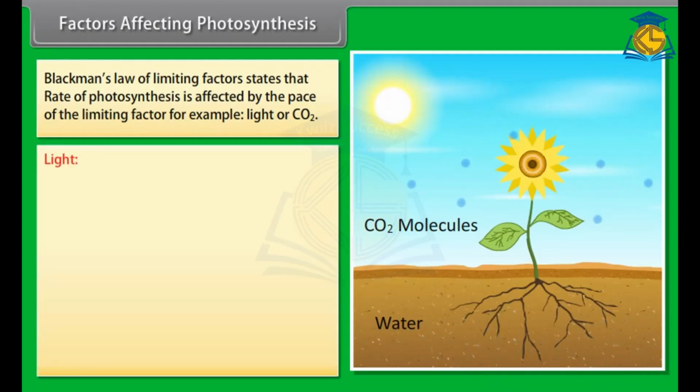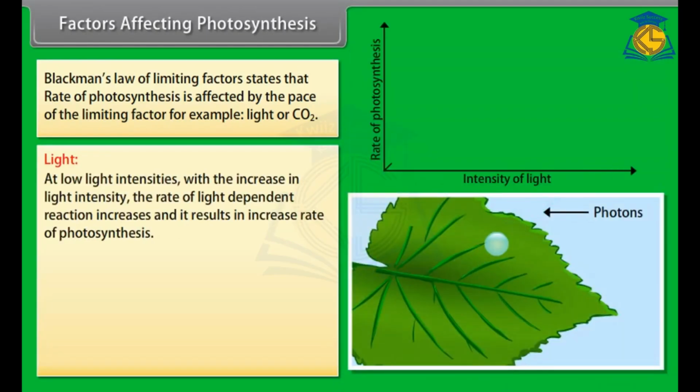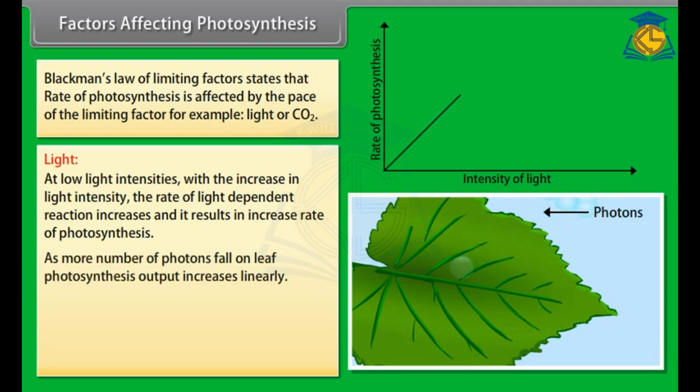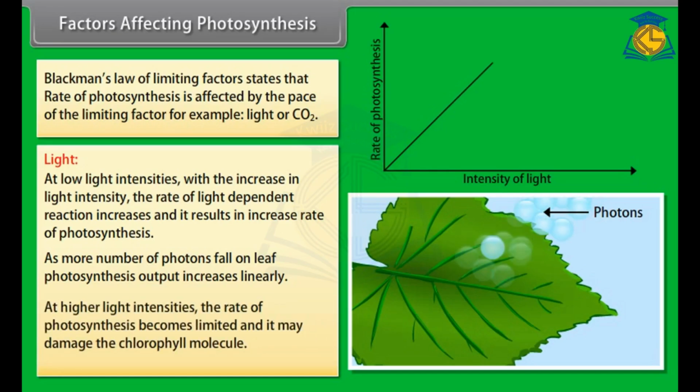Light. At low light intensities, with the increase in light intensity, the rate of light-dependent reaction increases and it results in an increased rate of photosynthesis. As more photons fall on the leaf, photosynthesis output increases linearly. At higher light intensities, the rate of photosynthesis becomes limited and it may damage the chlorophyll molecule.